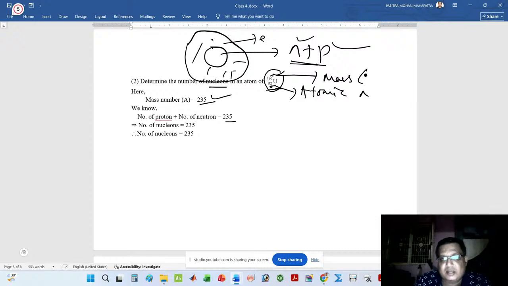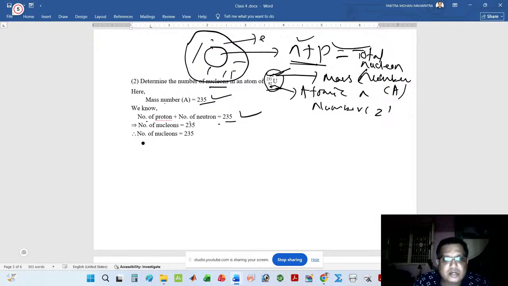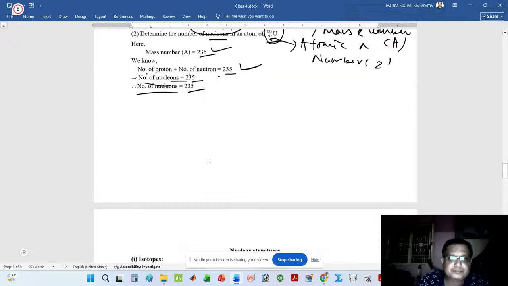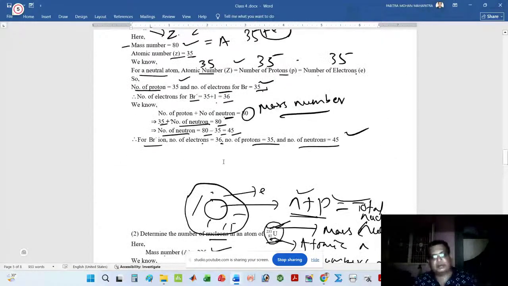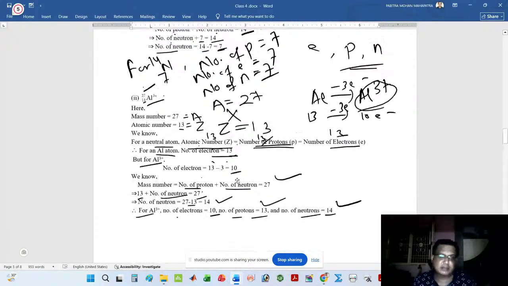Mass number is denoted by A. Atomic number is denoted by Z. Clear? Mass number is 235. Mass number means number of proton plus number of neutron, that is 235. We know that n plus p is said to be total nucleon. So here I can say that the number of nucleon is 235. So the answer is the number of nucleon is 235. This is all about atomic mass and mass number.